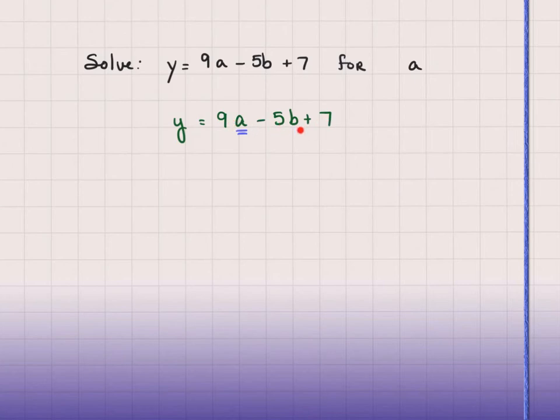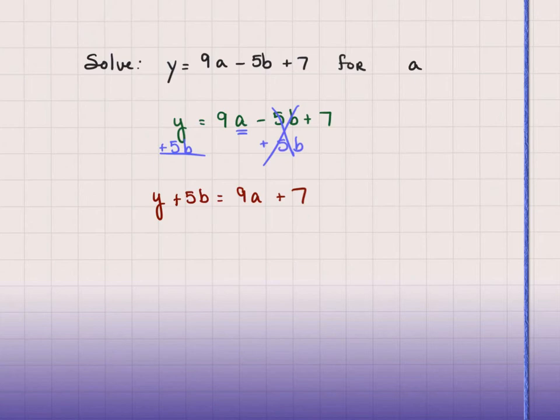So let's undo this addition and subtraction first. So I'm going to add 5b to the right hand side. Those will knock each other out. And I'll add 5b to the left hand side. And that's going to give me y plus 5b. Can't combine them. Have to leave them separate. They are not like terms.